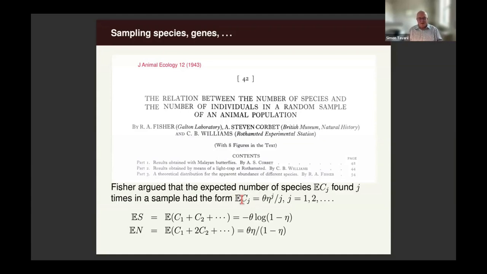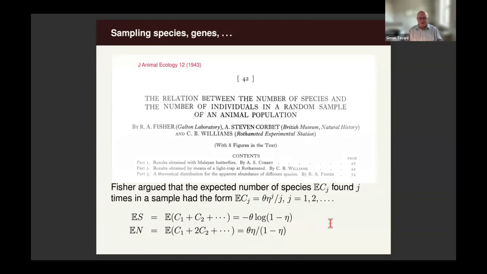So the expected value of Cj is some constant theta times eta to the j over j. And as a consequence of that, if you add up the C's, you get the number of species you've found, and that therefore has mean minus theta log(1 minus eta). And if you weight the C's by adding up C1 plus 2C2 and so on, you've got the number of things in the sample. And under his little argument, the expected value of that n, the number of observations, is theta eta over (1 minus eta).